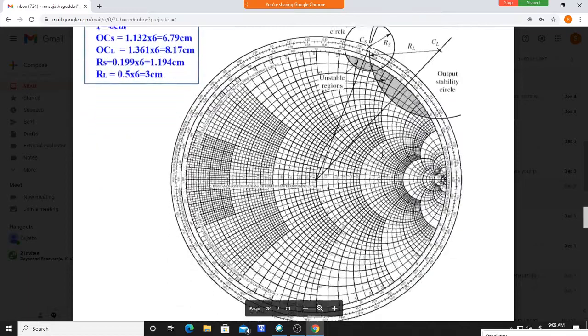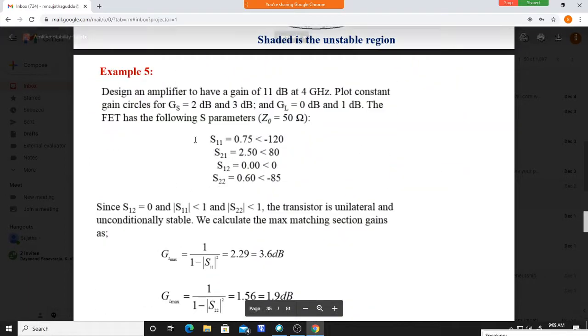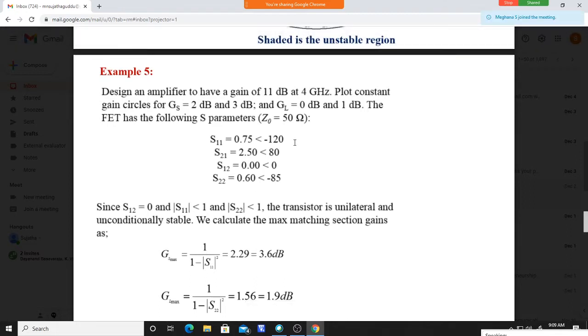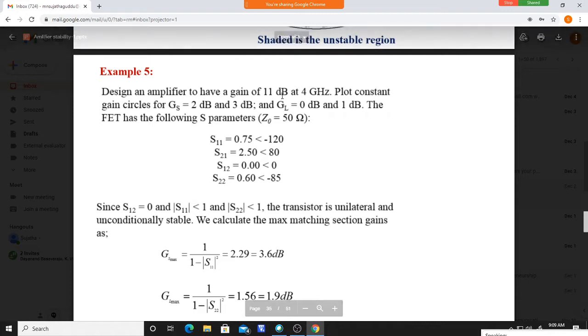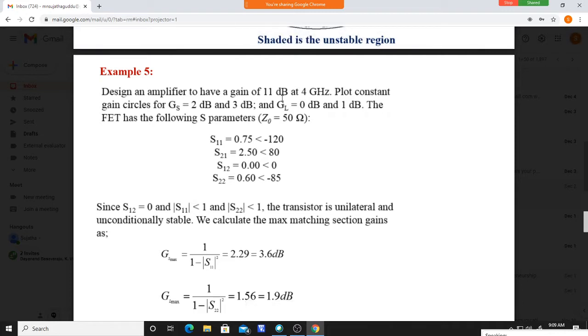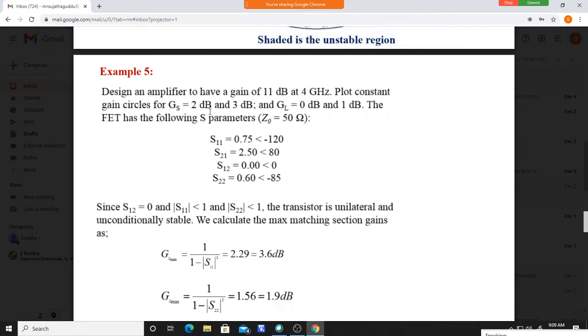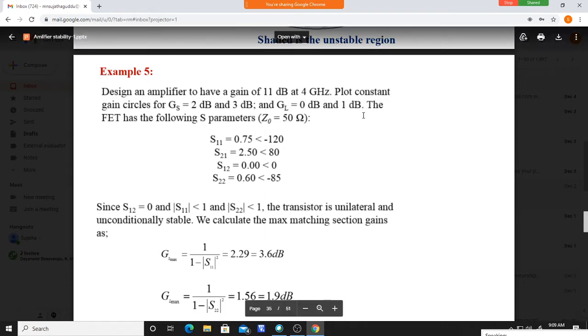Similarly, one more problem here for amplifier design. This is an amplifier design, not only a stability check. Design an amplifier to have a gain of 11 dB at 4 gigahertz. Plot constant gain circles for GS equal to 2 dB and 3 dB, and GL circles for 0 dB and 1 dB. The FET has the following S parameters.